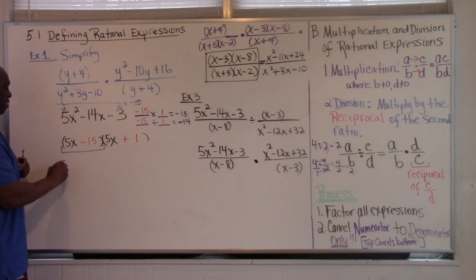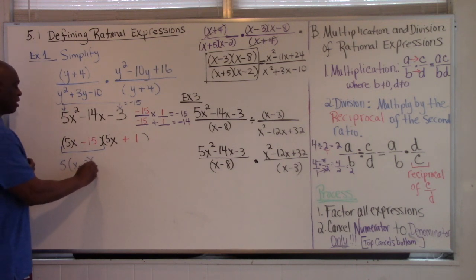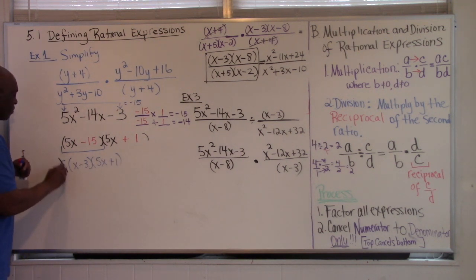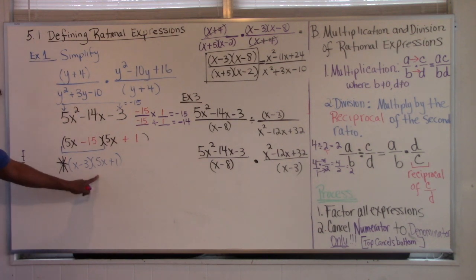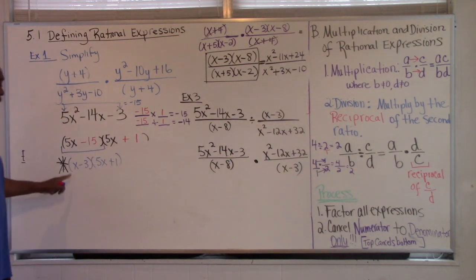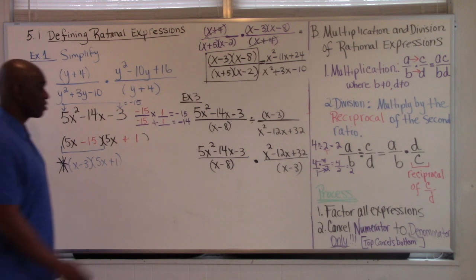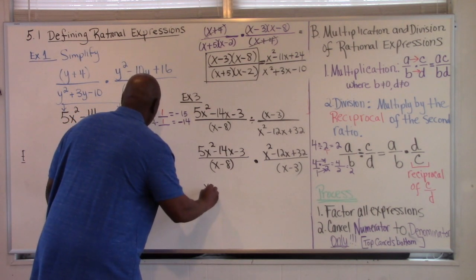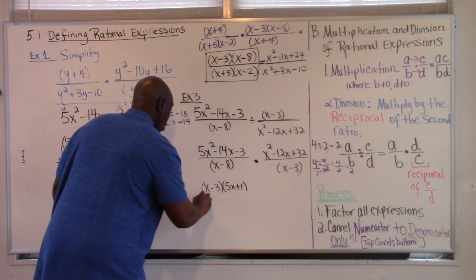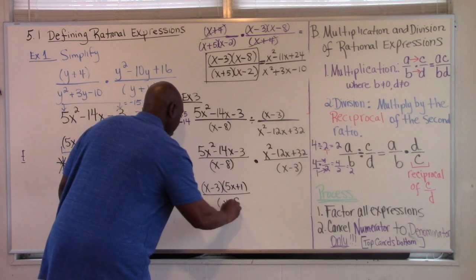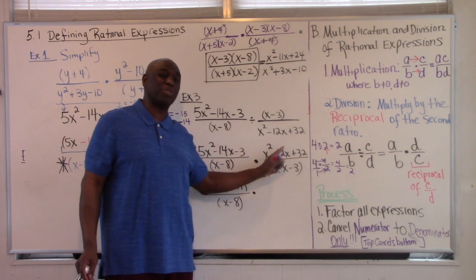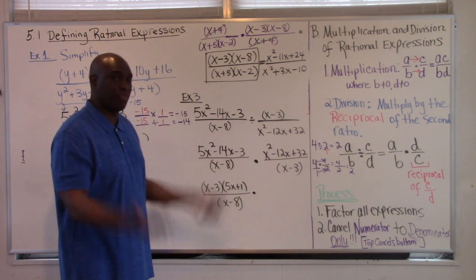Factor out a 5. 5 times x minus 3 times 5x plus 1. And we get rid of this 5. And that's it. It's factored. So now we have the factors of 5x squared minus 14x minus 3, and it's x minus 3 times 5x plus 1. So let's write that. So now we have x minus 3 times 5x plus 1 over x minus 8 times, all right, two numbers that multiply to positive 32 and add up to negative 12. 8 and 4.